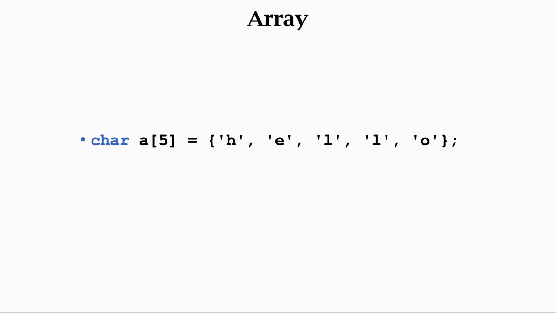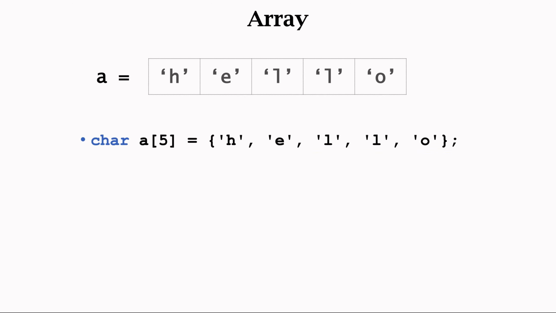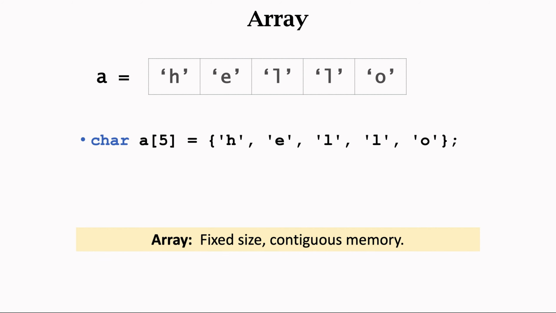This line of code creates an array of size 5. The name of the array is A. Its initial value is HELLO. Such an array is created. The size of the array is fixed. Once the array is created, the size cannot grow.